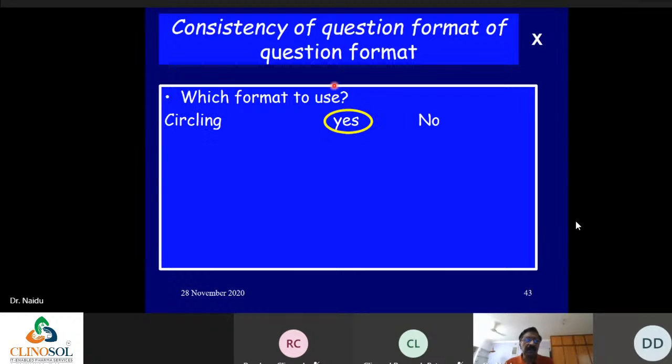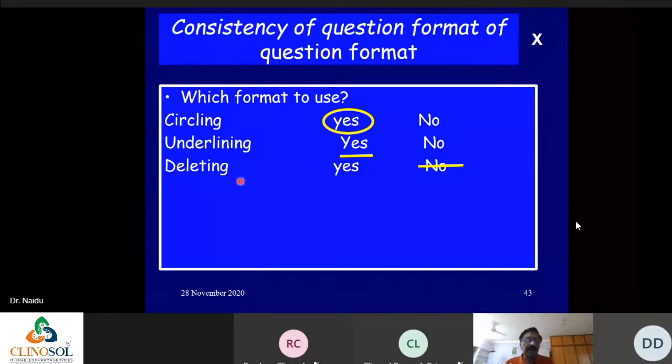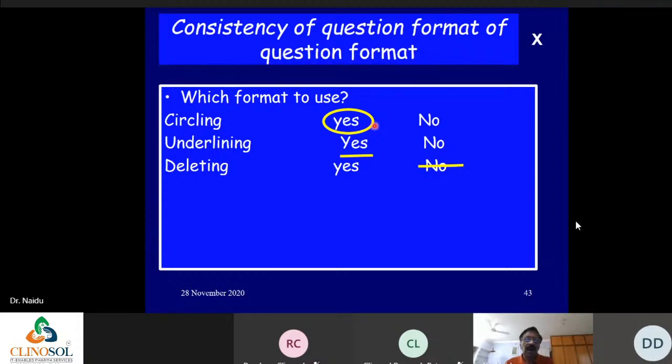Here is an example. In this case record form, I am telling that if yes, kindly circle. Somebody is telling you to underline. Somebody is telling you to put delete. Suppose this is not there, delete. So either you are asking them to put a circle or underline or you are deleting. This is the format. You have to clearly give instruction to those people what they should do.